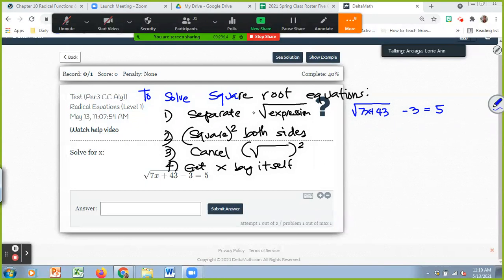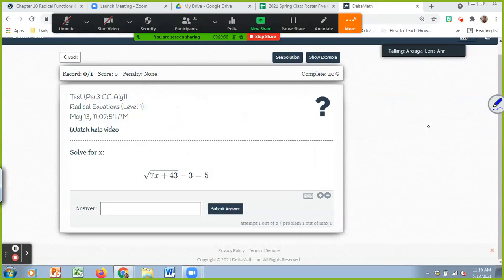Okay, remember our first step is it has to be just the expression on its own. So you have to move that 3 over and change it to positive 3. There you go. Okay, so that will become square root of 7x plus 43 equals 8.